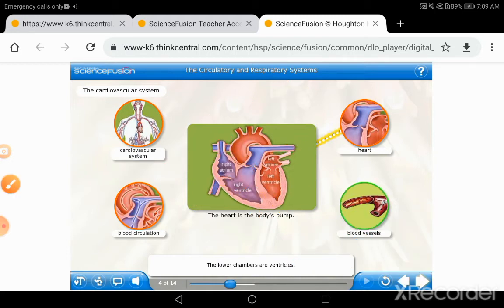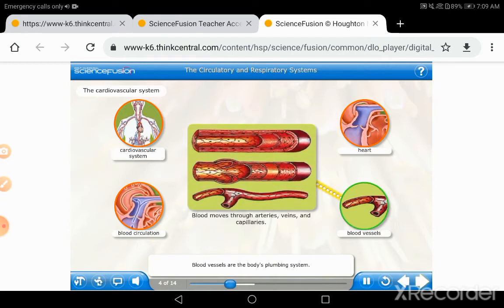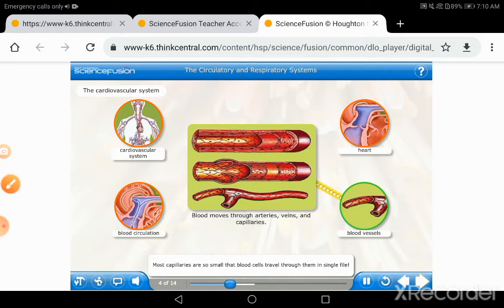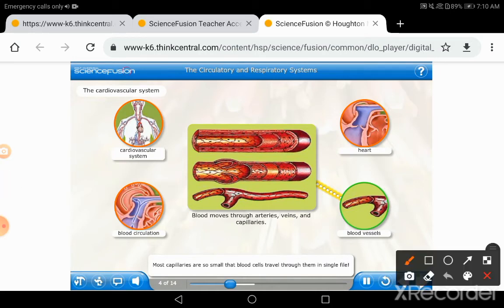Okay, let's see blood vessels. Blood vessels are the body's plumbing system. The three types of blood vessels are arteries, veins, and capillaries. Arteries carry blood away from the heart. Now, they're talking about the three types of blood vessels. Okay, let's listen. Veins carry blood toward the heart. Capillaries are the thinnest blood vessels. Most capillaries are so small that blood cells travel through them in single file.